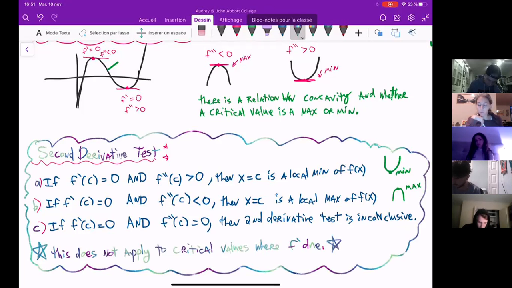Okay, it says there is a relation between concavity and whether a critical value is a max or a min. And I'm going to give you guys a second to copy this down.